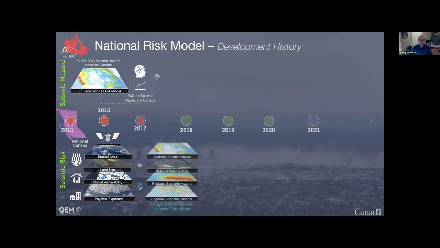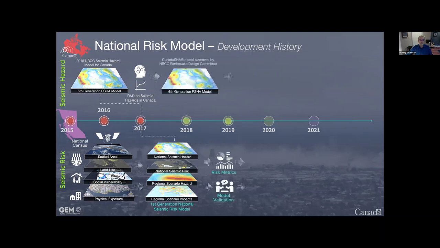And we then very quickly started to scale those models up to a national level using the 2015 PSHA model as our base and bringing in our national physical exposure and social vulnerability models. As Vitor mentioned, we looked at both the probabilistic and deterministic components of seismic hazard and risk as we were developing these models and testing them.